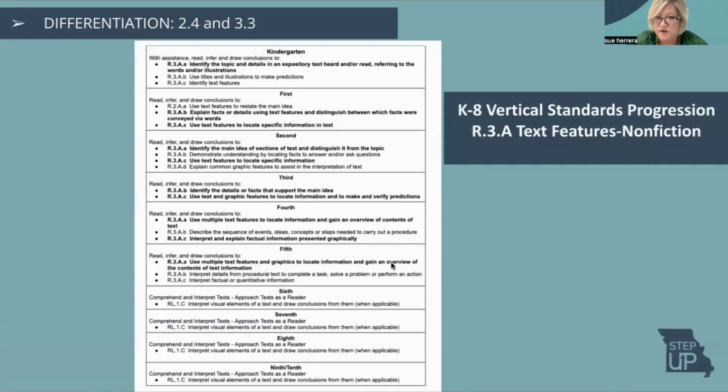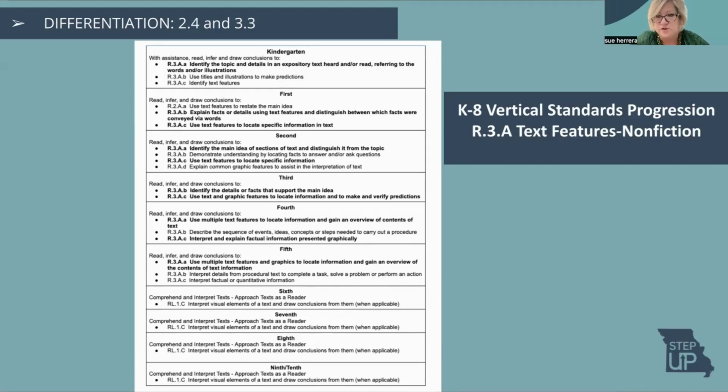Another thing that we have available within our StepUp products are vertical progressions. And vertical progressions are essential when it comes to differentiation because it helps educators understand how a standard builds from kindergarten all the way to high school. This one happens to be on text features. And I chose this one intentionally because it shows some of the confusion that educators have sometimes with certain standards.